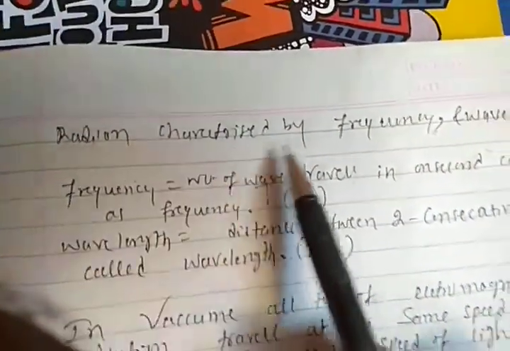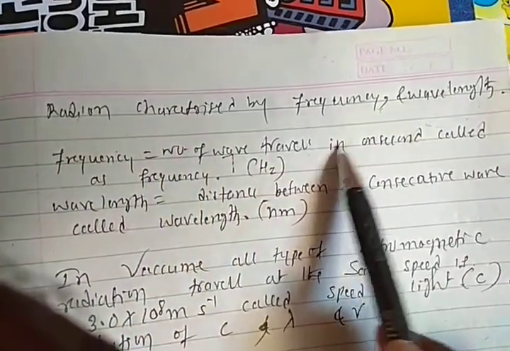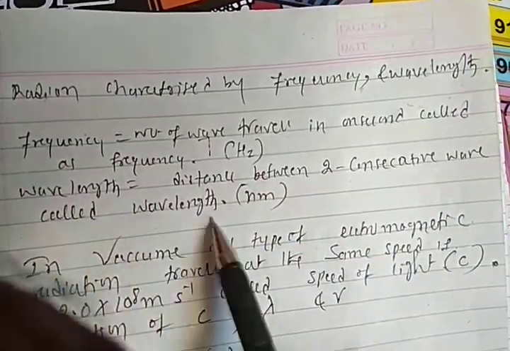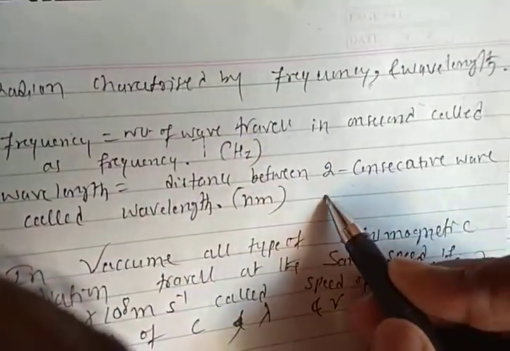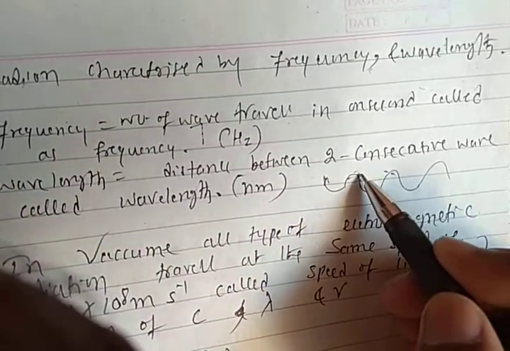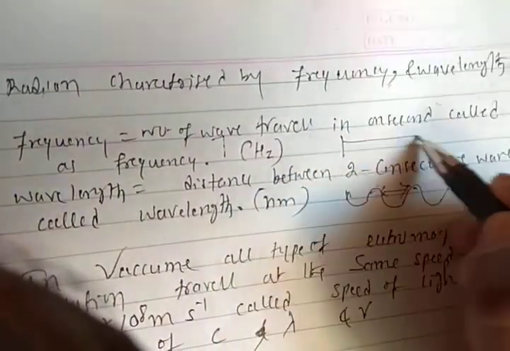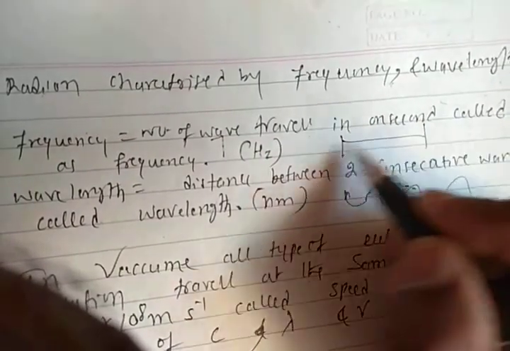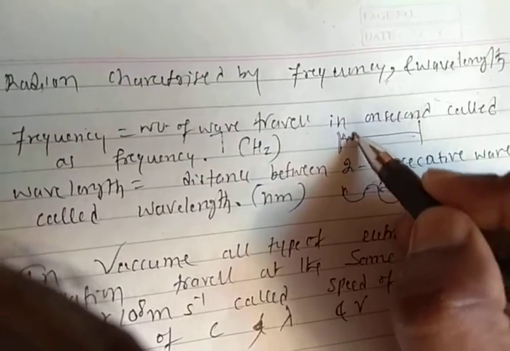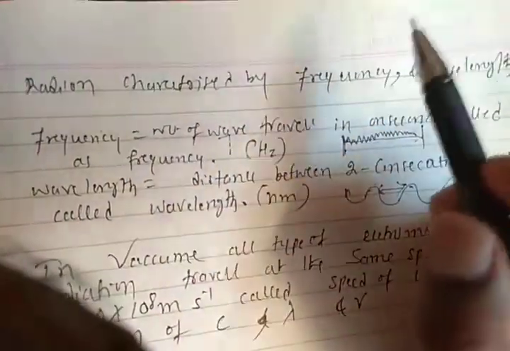Radiation is characterized by frequency and wavelength. Frequency means the number of waves that travel in 1 second. Wavelength is the distance between two consecutive waves. So the distance between two consecutive waves is called the wavelength, right? And frequency means the number of waves traveling in 1 second. This is 1 meter of length. In 1 second, how many waves travel, that we call frequency.